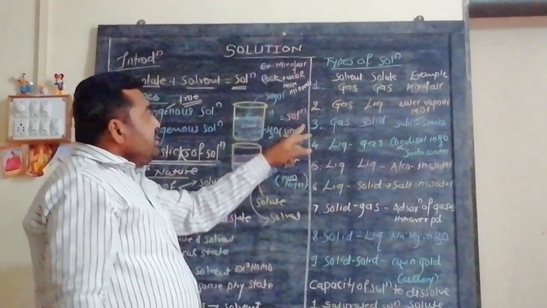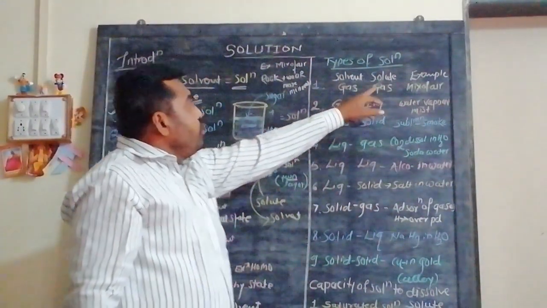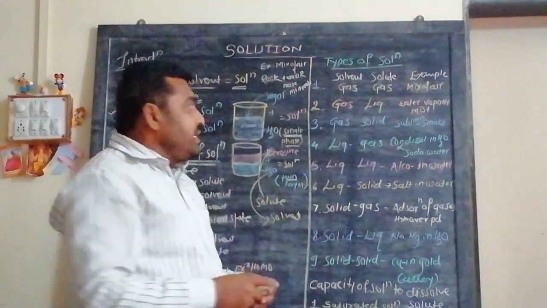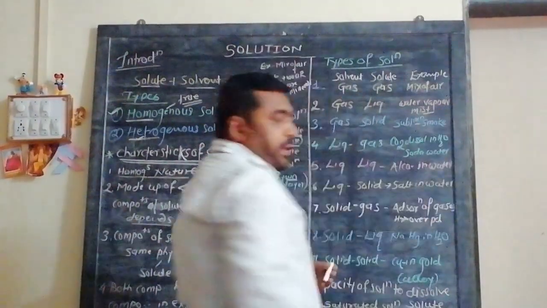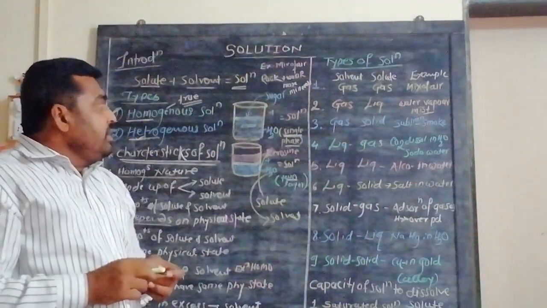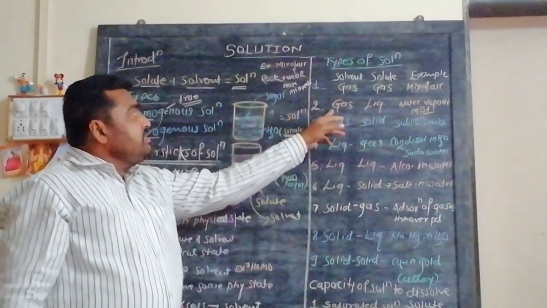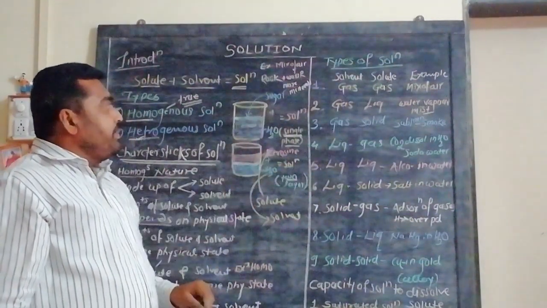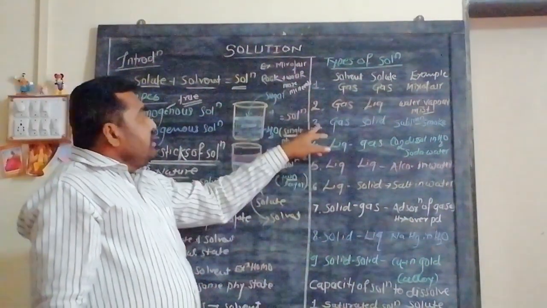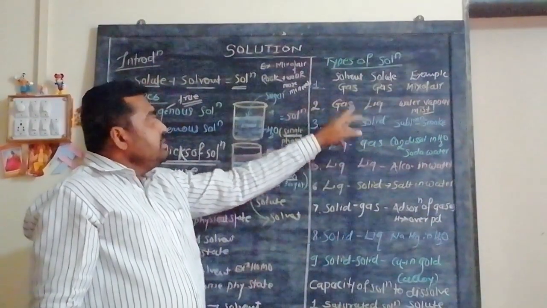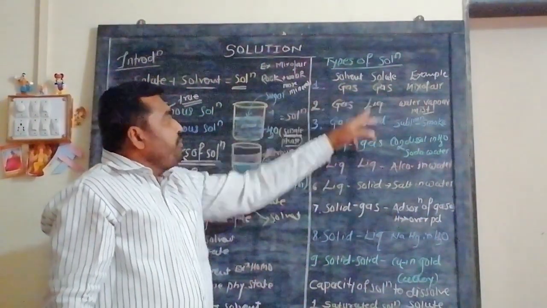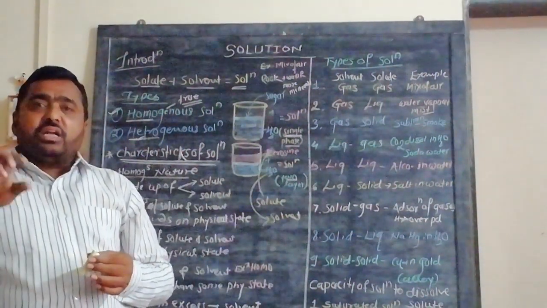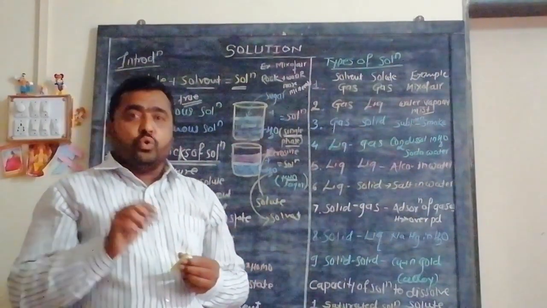Second, solvent phase is gas and solute phase is liquid. Water vapor in the air is called mist. This is the example of a gas and liquid, solute and solvent. The third type is gas and solid: solvent phase is gas and solute phase is solid. This is the sublimation of air. Smoke is also considered an example.